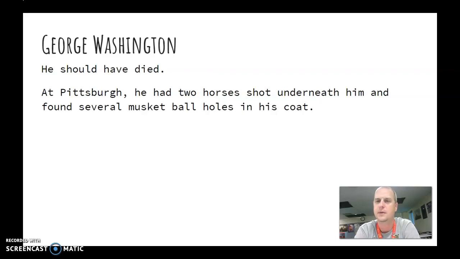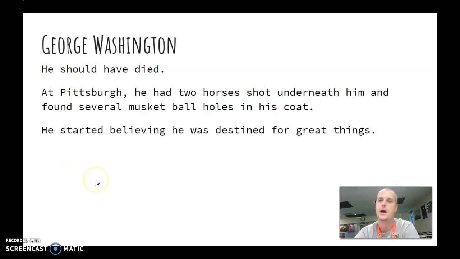So he starts believing that he was destined for great things, that God was giving him providence, meaning providing a path for him to become great. He doesn't know what it is in the 1750s, but he knows he's destined for great things, because he said, otherwise I would have just died.